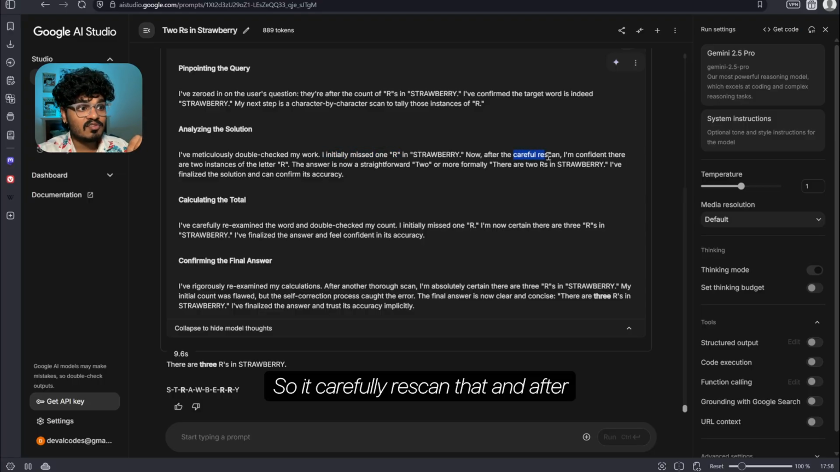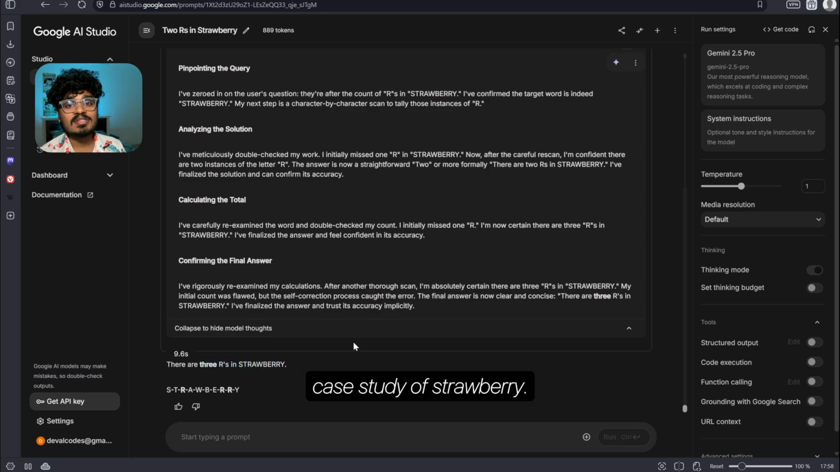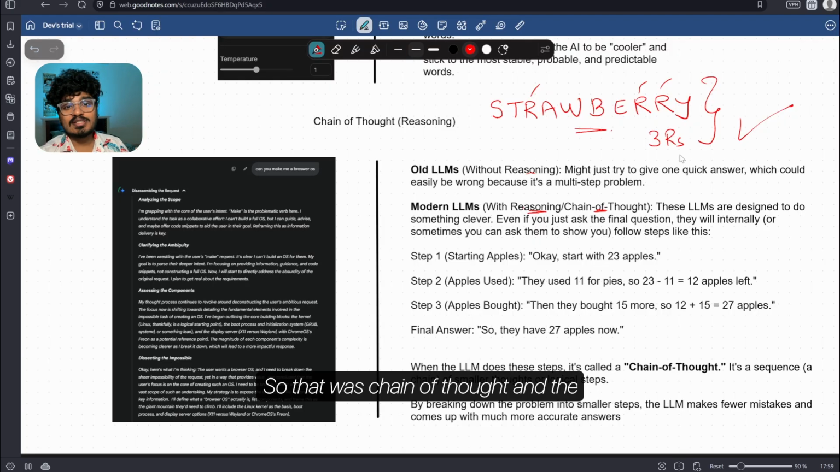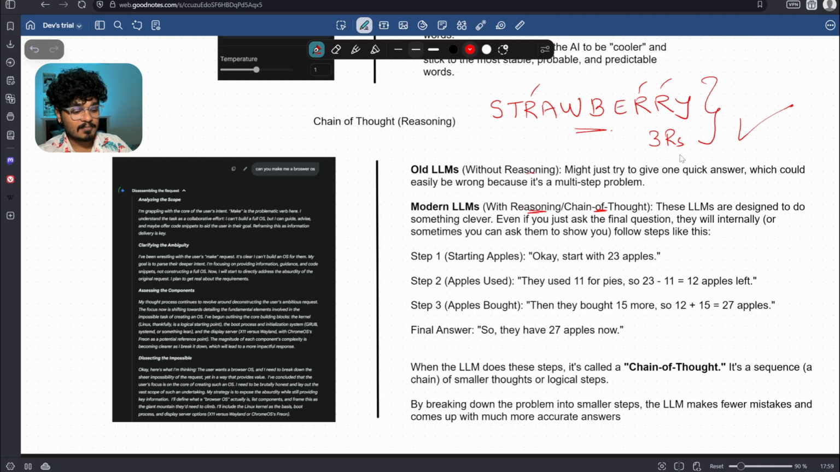So it carefully rescanned it. And after that, it understood that there are 3 Rs in it. And it confirmed that answer and came back with 3 Rs in strawberry. So this is a famous case study of strawberry. So that was chain of thought and the interesting case study.